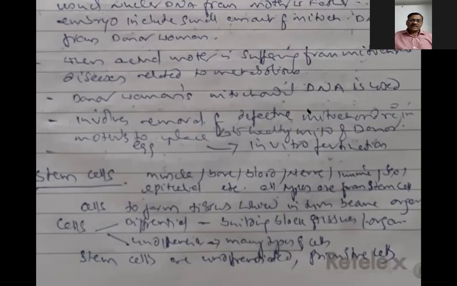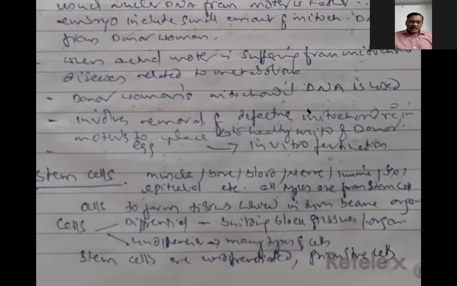There is another cell called IPS. It is the induced pluripotent stem cell. It's a technique, in fact. It's not a naturally occurring cell. It is called the induced pluripotent stem cell, IPS cell.